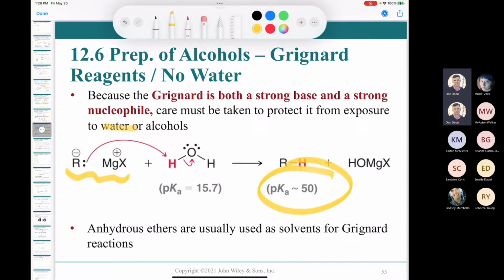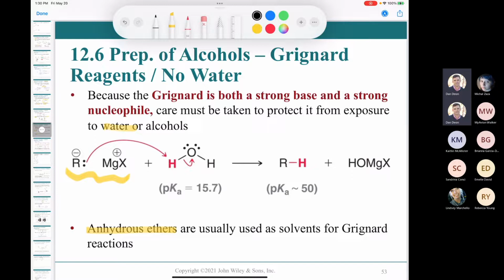So that is why when we do the Grignard reaction, we usually use anhydrous ethers. So what does that mean? It means that whatever solvent you're using, your ether usually has to be distilled or put over some kind of drying agent, something that's going to remove any trace of water.